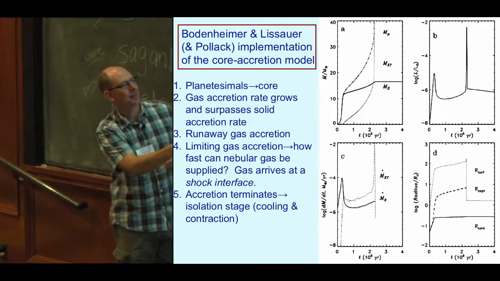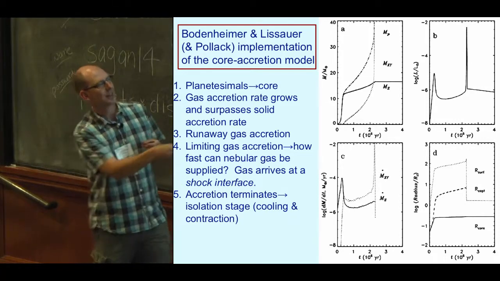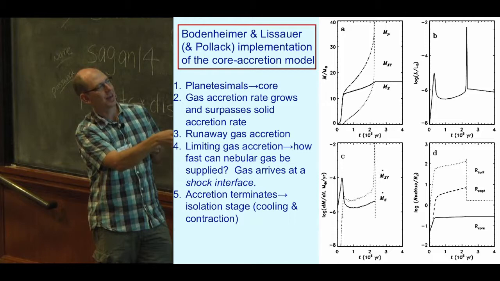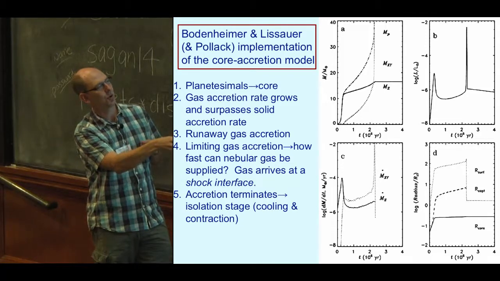The bottom left panel is the mass accretion rate. So the solid is the solid accretion rate. So you're building up ice and rock into a core. And then the dotted curve is higher.